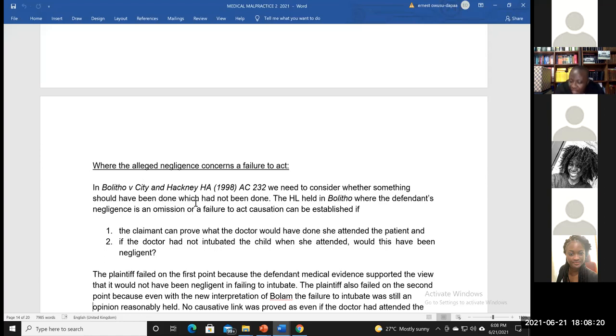But before we say more about that, where the alleged negligence is not really about what the healthcare professional did and probably did not do well, but about the failure of the healthcare professional to act or to do certain things, how do the courts go about such a scenario? Maybe a useful point to look to is Bolitho against City and Hackney Health Authority, which concerns whether something should be done, which has not been done.